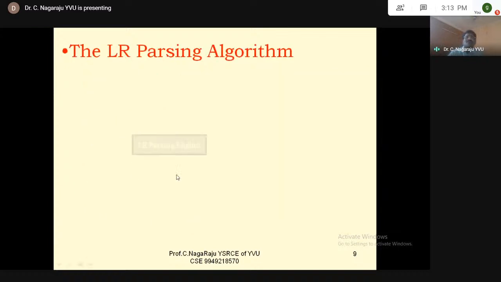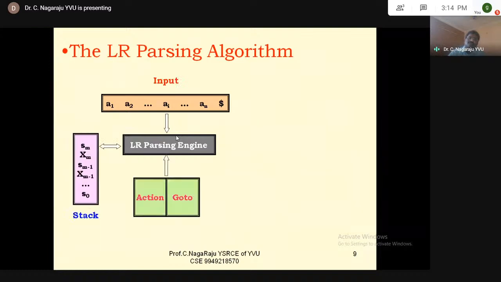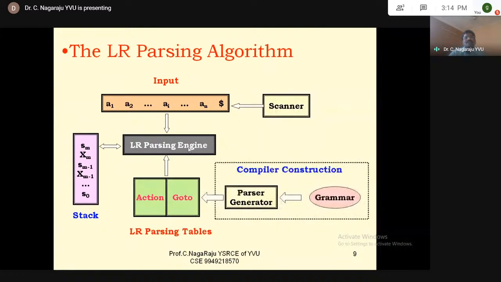So, for example, what is the structure of the parsing algorithm? That is how it will work. Any LR parser contains input, output, stack, and parse tables. For example, the input we have taken is A1, A2, A3, up to An, and the last character we make a dollar, because we are using the stack. While matching the strings, the first symbol should be the dollar.